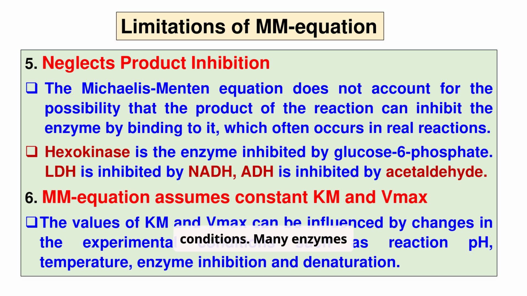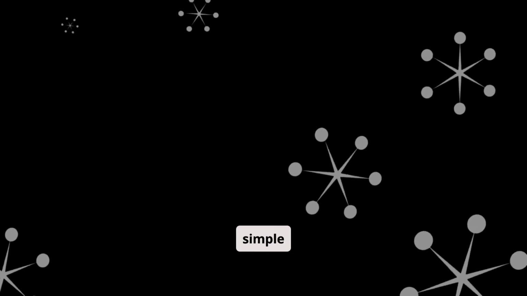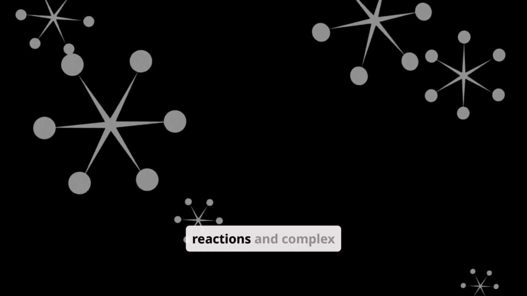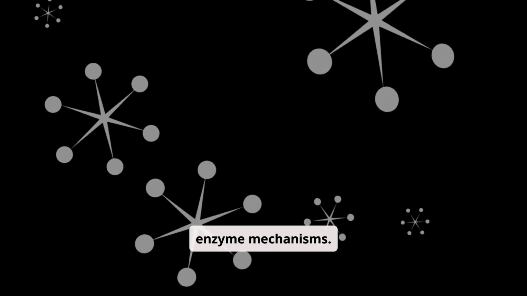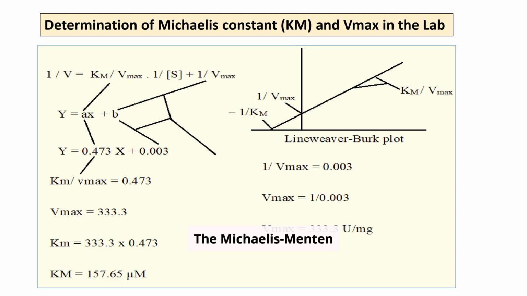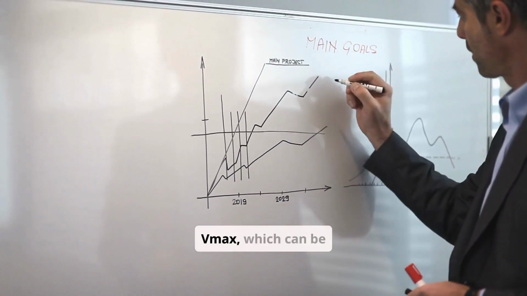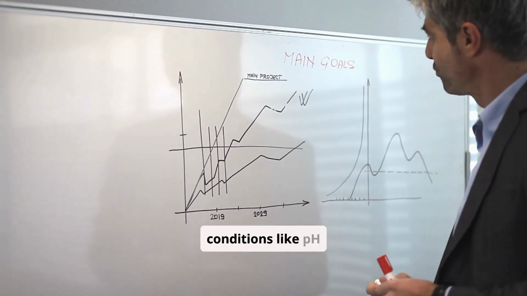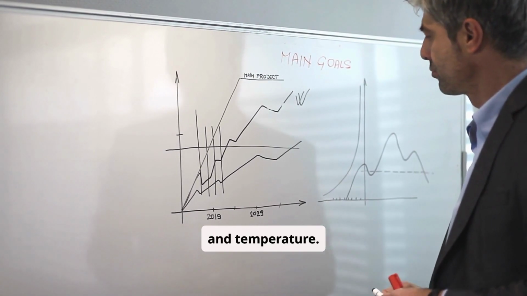Many enzymes exhibit behaviors that complicate the model. The equation also assumes a simple enzyme-substrate interaction, neglecting multi-substrate reactions and complex enzyme mechanisms. The Michaelis-Menten equation also neglects product inhibition, where the reaction product can inhibit the enzyme. Additionally, it assumes constant Km and Vmax, which can be influenced by changes in experimental conditions like pH and temperature.